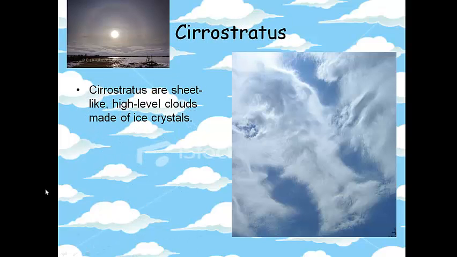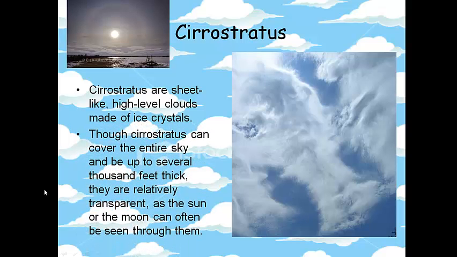Cirrostratus are sheet-like, high-level clouds made of ice crystals. Though cirrostratus can cover an entire sky and be up to several thousand feet thick, they are relatively transparent, and the sun or the moon can often be seen right through them.